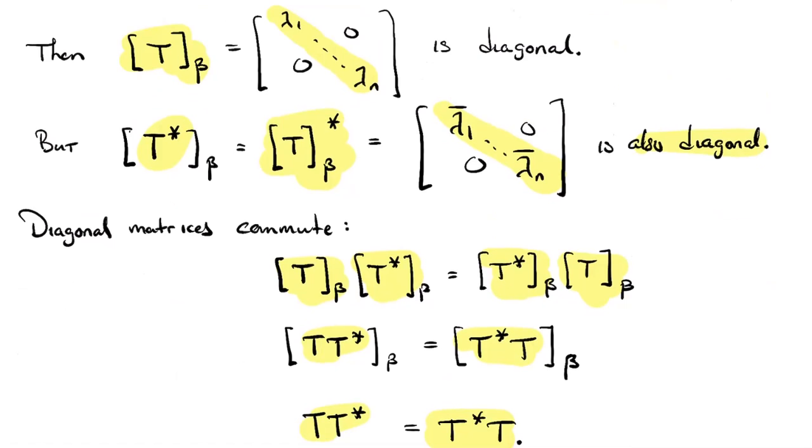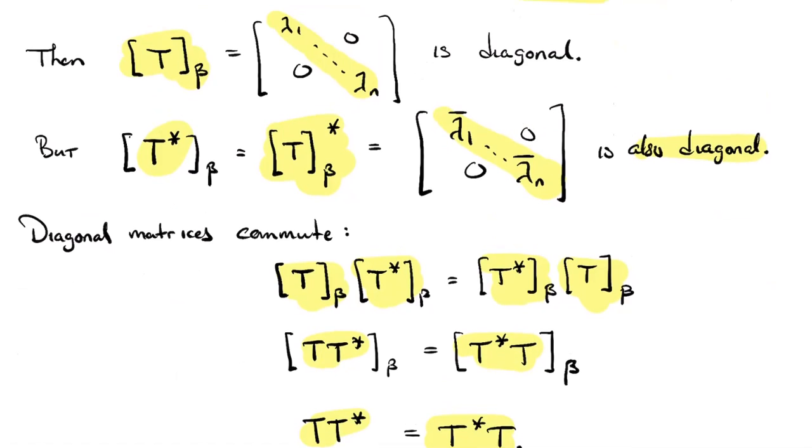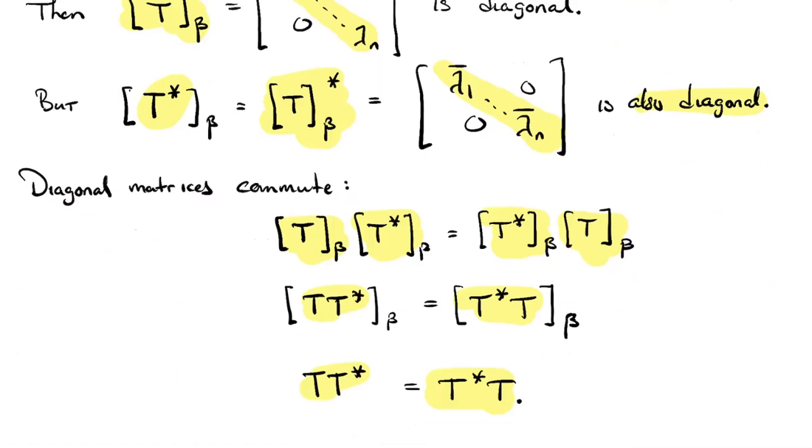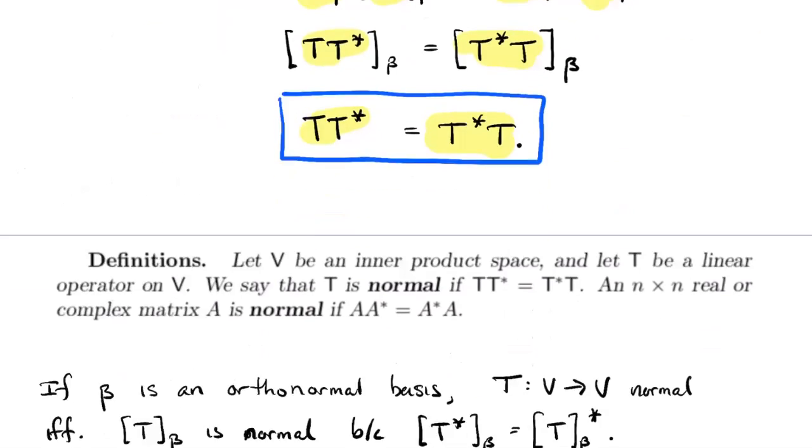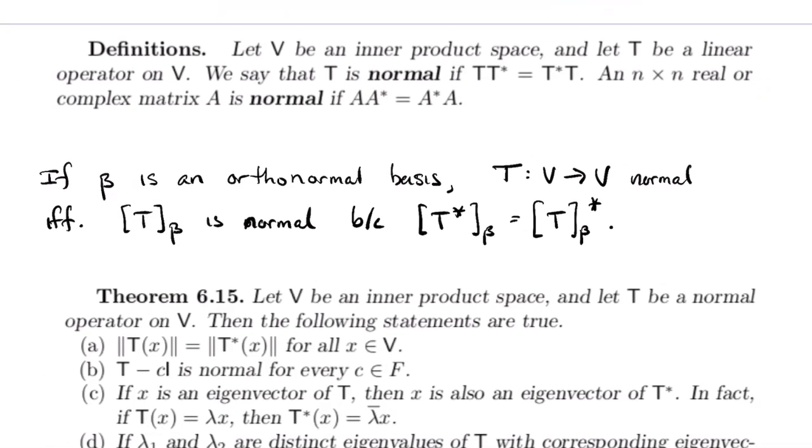So to summarize, if there's an orthonormal basis of eigenvectors for T, T has this property that when you compose it with its adjoint, you get the composition in the other order. TT star is T star T. So we're going to give a name for such operators. This is kind of one of the most abused terms of all of mathematics, but we're going to call T normal if T composed with T star is T star composed with T. For matrices, we'll call them normal if it commutes with its adjoint.